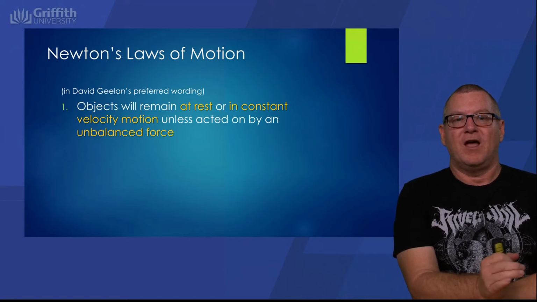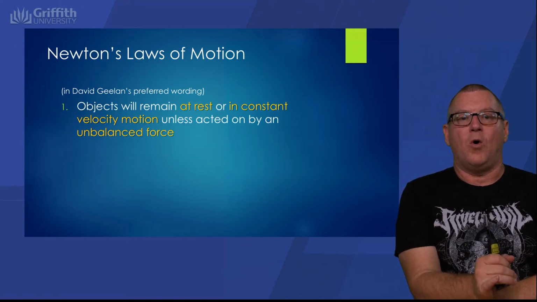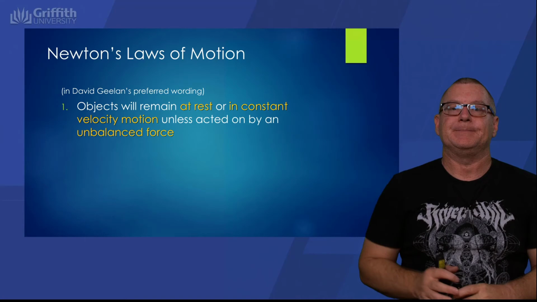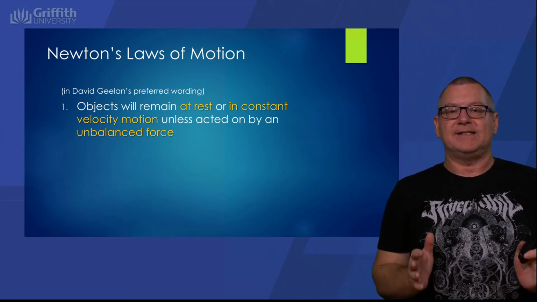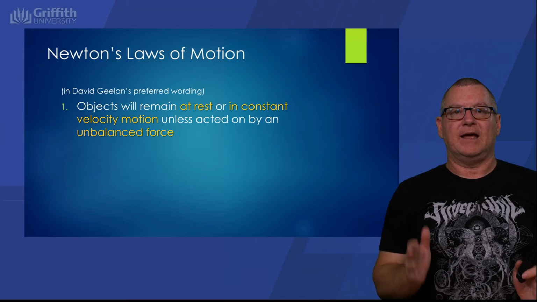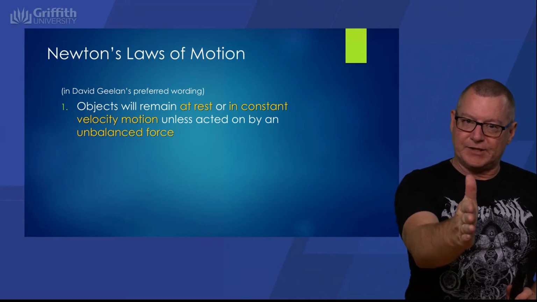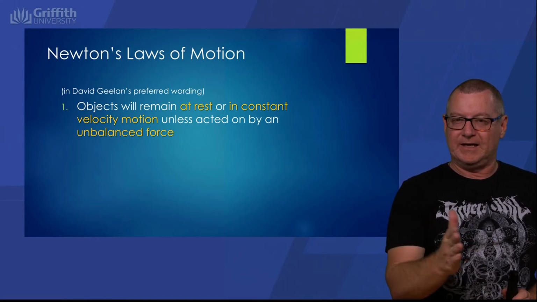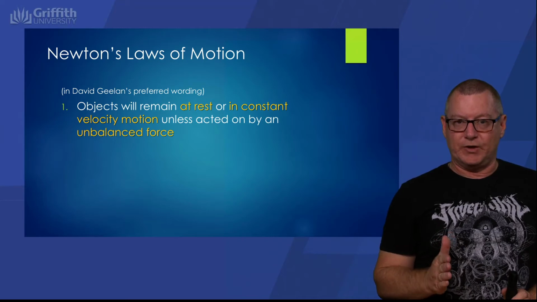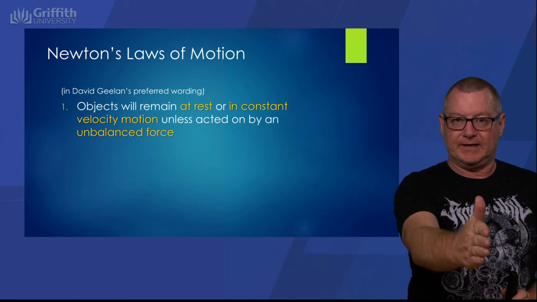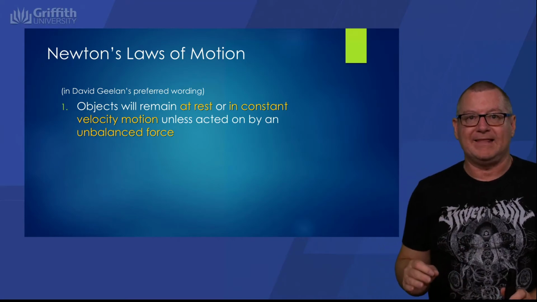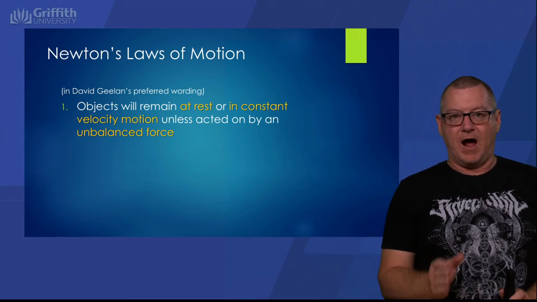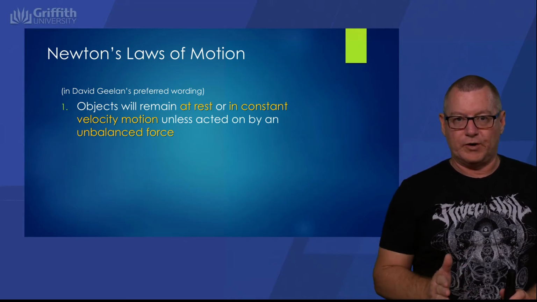So the first law: objects will remain at rest or in constant velocity motion unless acted on by an unbalanced force. So what do we mean? We mean that objects will stay still or else they'll stay moving at the same speed in a straight line. So constant velocity is a technical term because remember, velocity cares about direction. So to be in constant velocity motion, they have to move at the same speed in the same direction. And what this law is saying is that unless a force acts on something, it will stay how it is, either at rest or in motion in a straight line.